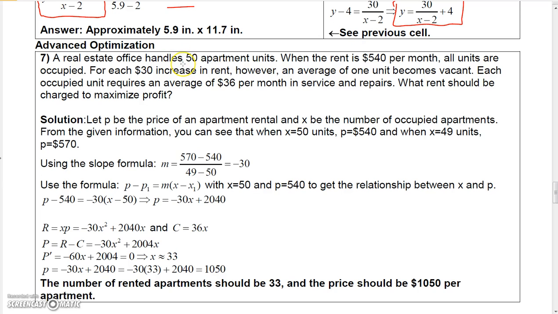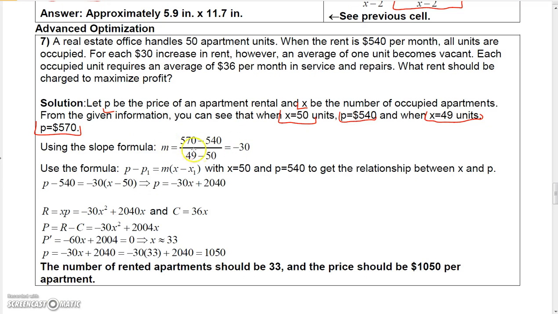Okay, I'll let you read this problem, and you need to pause the video if you want to. I'm going to go ahead and just go straight into the solution. So basically I'm going to let P be the price of an apartment, and I'm going to let X be the number of occupied apartments. From the information we're given up here, we know that when the price is $5.40, X is 50. But if we increase the price to $5.70, then the number of apartments will drop to 49, because we'll lose one apartment.